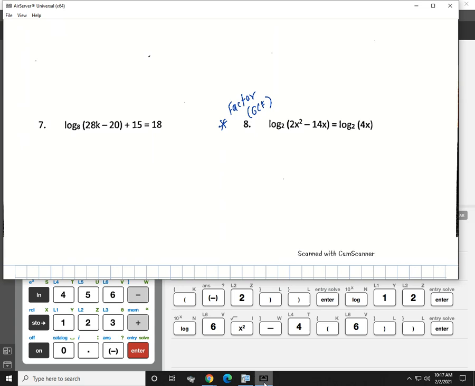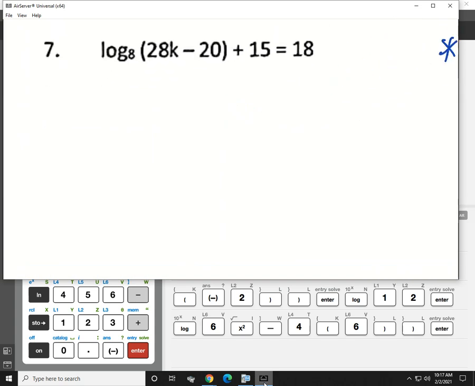Lastly, let me show you number 7. Is this log equals log? Excuse me. Or log equals a number? Log. It is. But are we ready to exponentiate right now? No, there's this weird thing about this problem that we haven't talked about. That's why I want to show it to you real quick. And once we get this done, it's done.